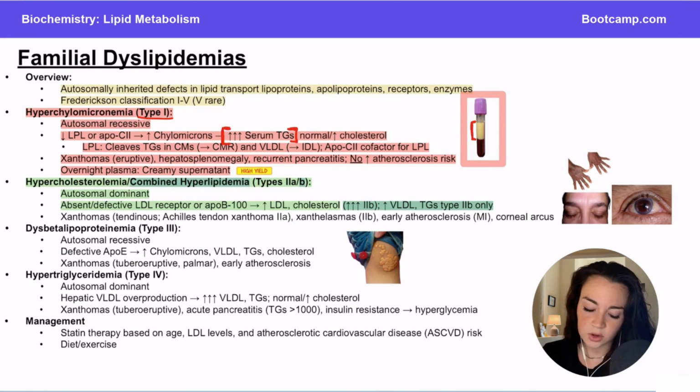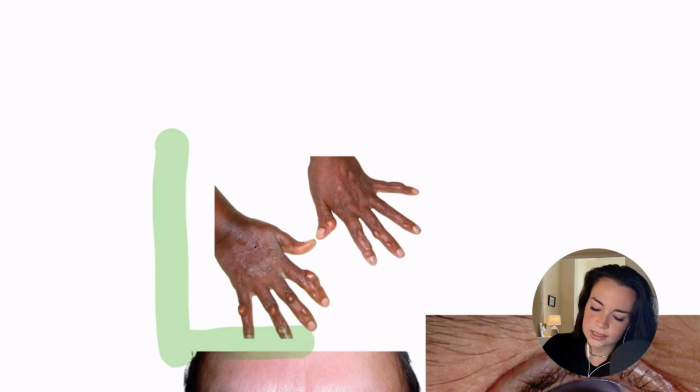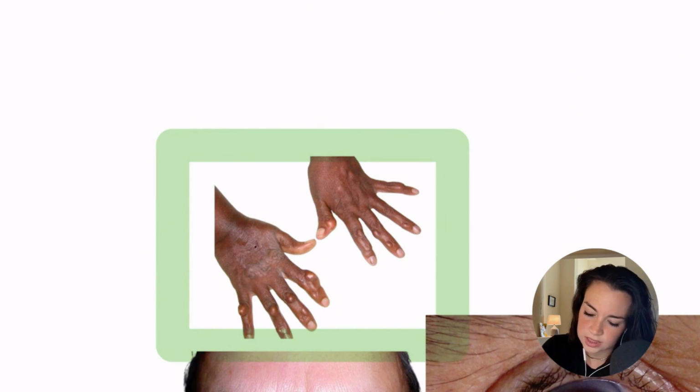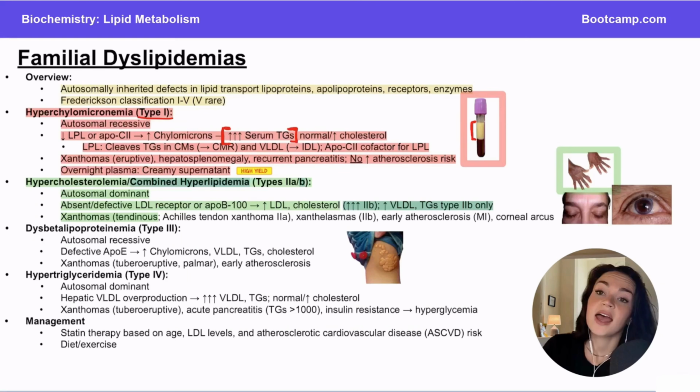Now, in both types, you're going to see xanthomas, but different types of xanthomas. So in 2A, you're going to see tendinous xanthomas. And here are tendinous xanthomas right here. These are going to be these firm nodules that you're seeing right here on the fingers. These are located within the tendons, specifically extensor tendons, commonly in places like the hands or the Achilles tendon. And they like to test that Achilles tendon xanthoma with type 2A.